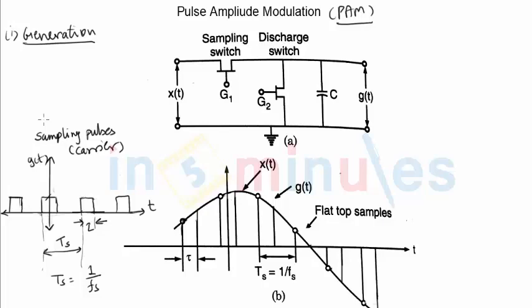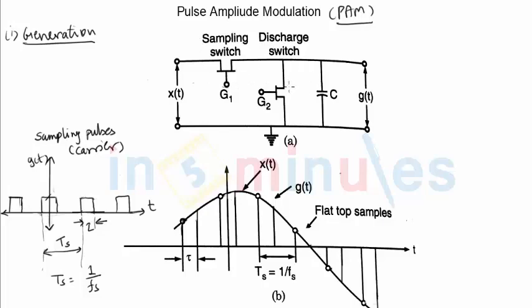So let's start and discuss the working of the simple circuit that we have in this case. Remember, my output of the circuit should be the rectangular pulses with their amplitudes varying as per the modulating signal. So we have got a circuit where there are two MOSFETs which are being used. One is the sampling switch and the second one is called the discharge switch.